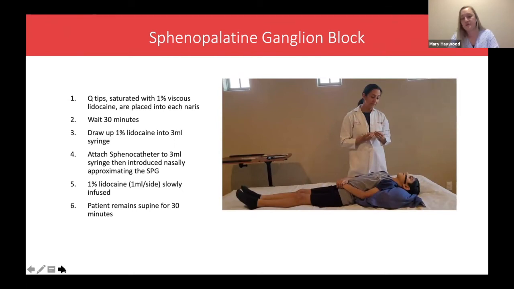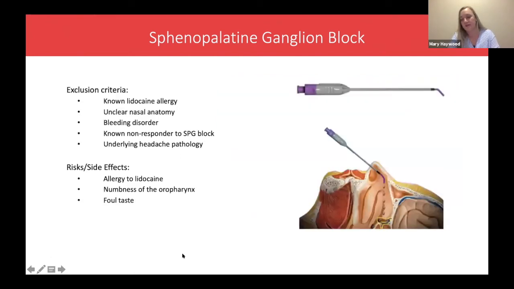And that pretty much approximates the Sphenopalatine ganglion, and you can see that a little bit better here in this photo. This is the purple flexible tip I was talking to you about. And as you slowly infuse, it should hit the Sphenopalatine ganglion.